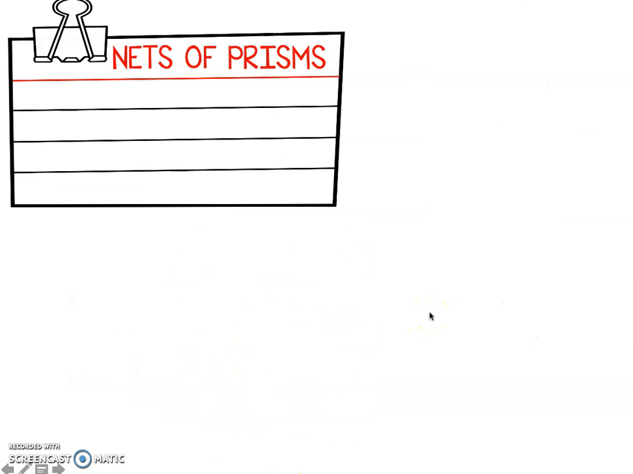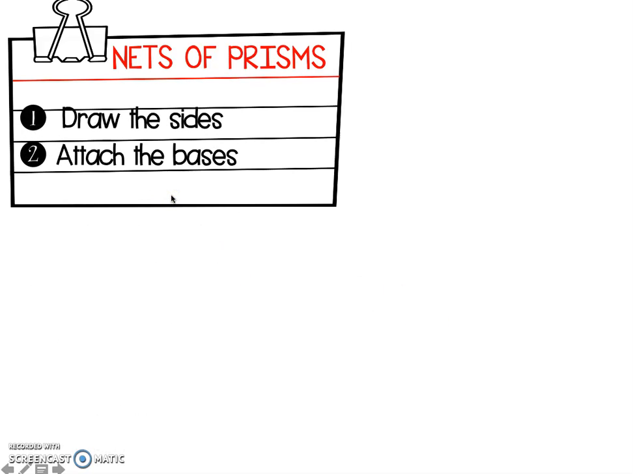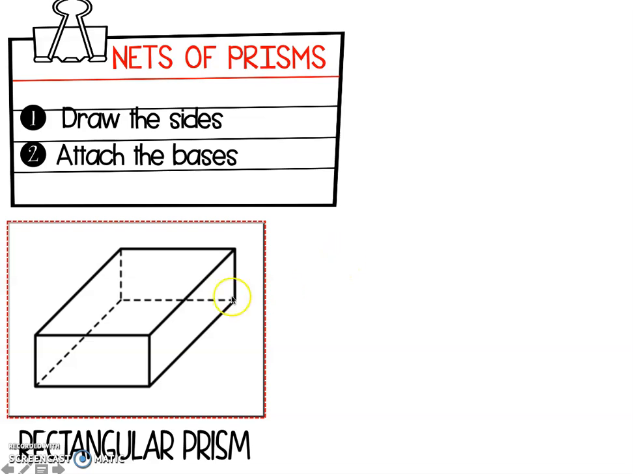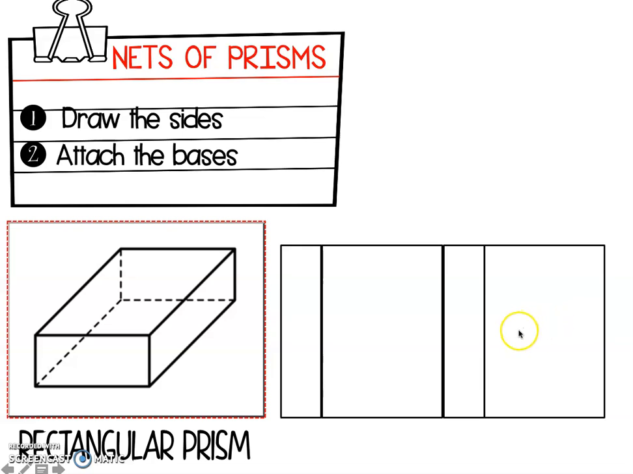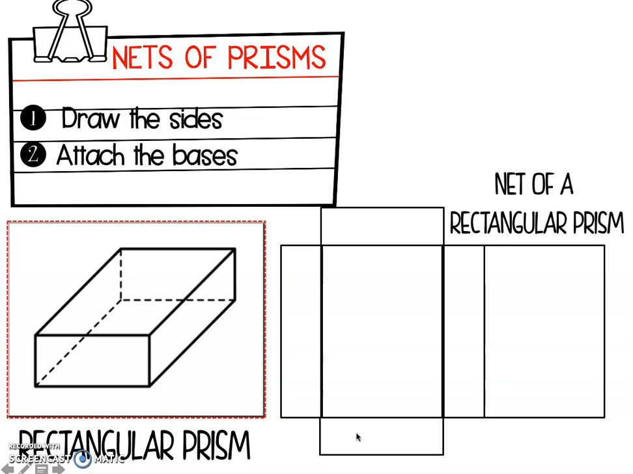So, nets of prisms. The way that we're going to draw a net of a prism is we're going to draw the sides first, then we're going to attach the bases. So for my rectangular prism, I'm going to draw the sides. A rectangular prism I like to think about as a cereal box. So we need to draw the little skinny side that has the ingredients on it. We need to draw the front cover. We need to draw the little skinny side that has the nutritional facts. We need to draw the back, but then we also need a top and a bottom. So this would be our net of a rectangular prism.